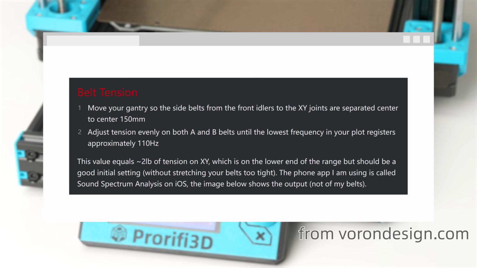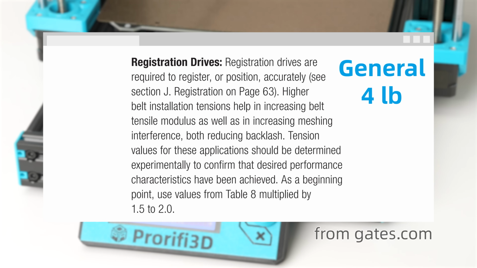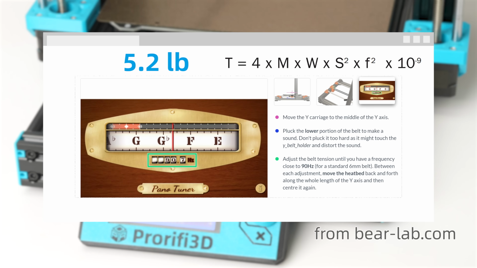This method of measurement is described in the official Voron guide, which uses this minimum tension as an initial setting to avoid stretching the belts too tight. The Drive Design Manual by Gates also mentions a general value of 4 pounds for belt tension, which can be increased to double the value for higher position accuracy applications. In actual 3D printer applications, many will also choose a tension close to this general value of 4 pounds. For example, Bare Frame Upgrade gives a recommended reference value of 90 Hz. The tension of 5.2 pounds is calculated using the formula.